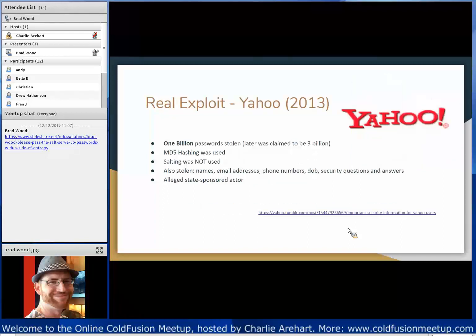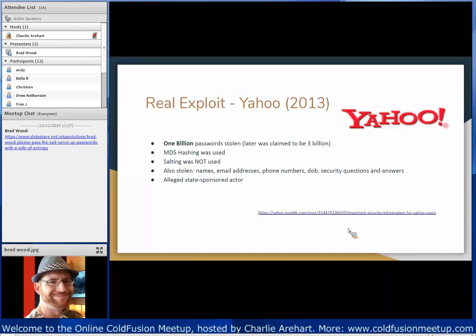So, another real exploit. This one, again in 2013, poor Yahoo. They've had a lot of problems. This one was a huge exploit. 1 billion passwords were stolen. Later on, it was claimed it was actually possibly up to 3 billion. I can't even fathom a database that large, but Yahoo's been around for a long time. In this database, passwords were hashed, but they were hashed with MD5 hashing algorithm.